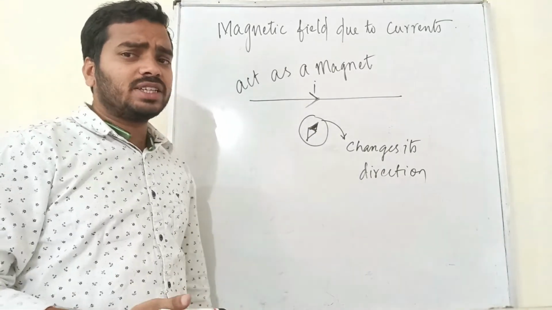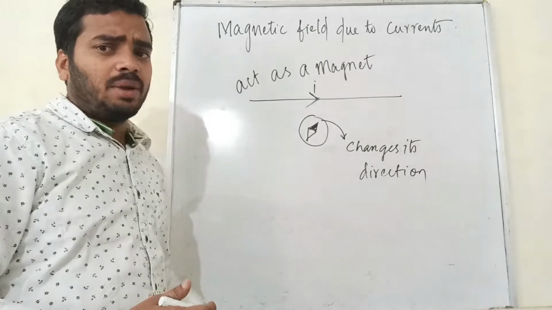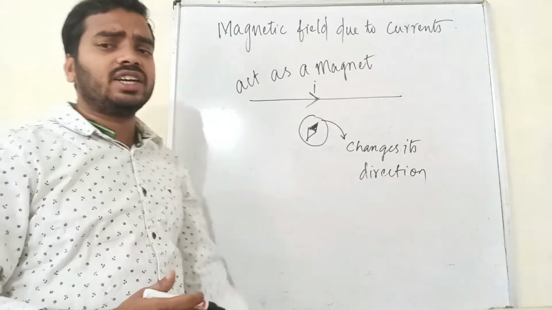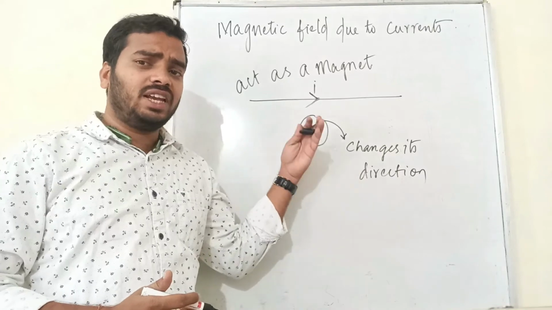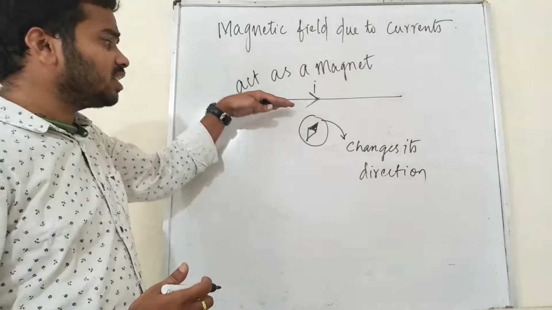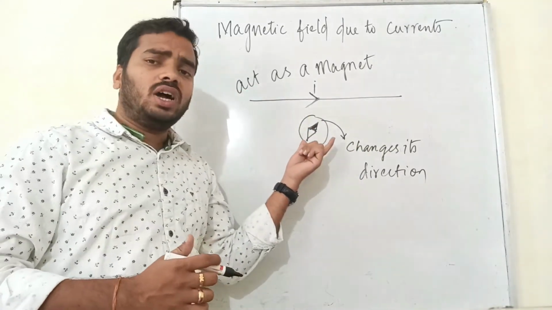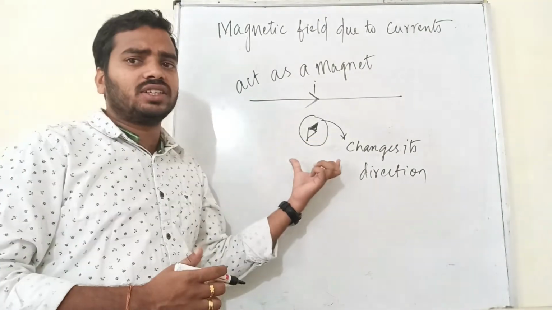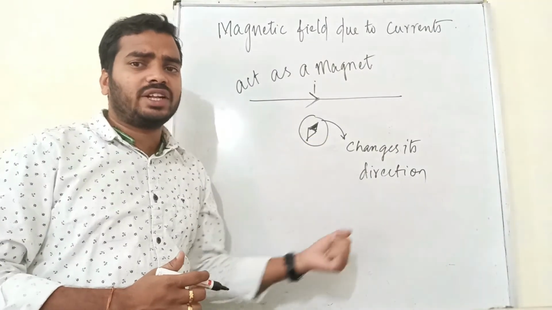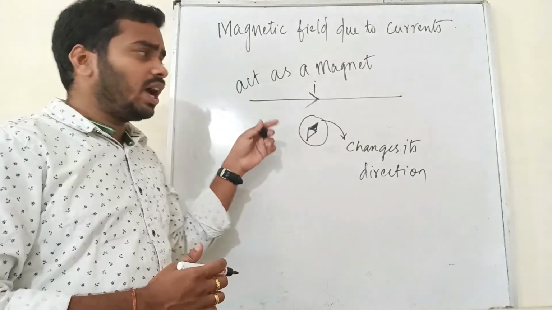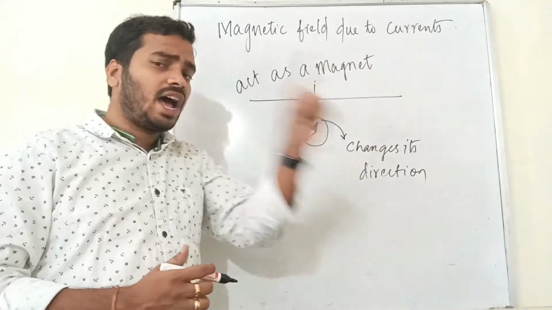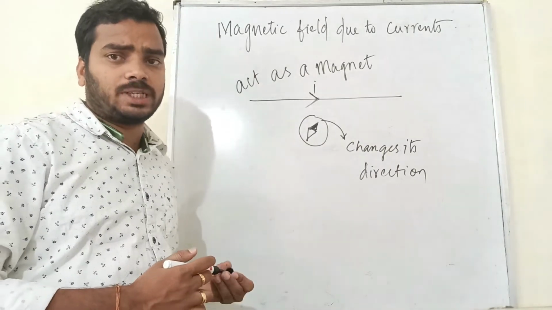As no magnet is present around this magnetic compass, only the current carrying conductor is present around it. He inferred that this current carrying conductor influenced the change in the direction of the magnetic compass. So from there, he concluded that this current carrying conductor has a magnetic field around it.